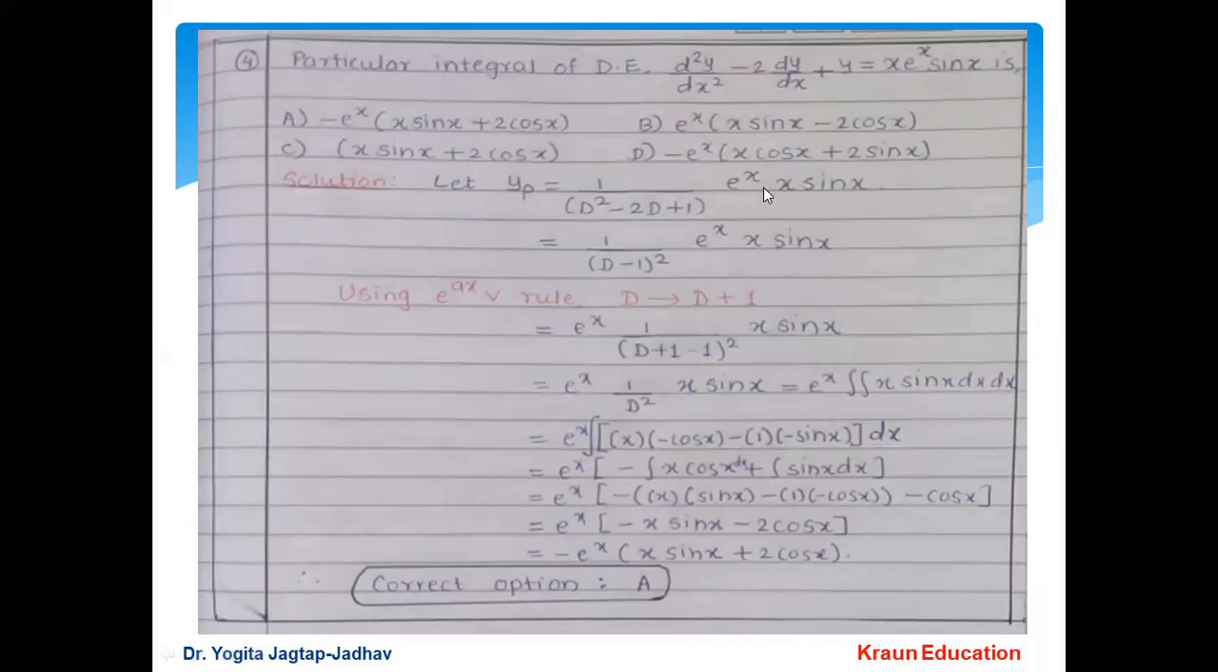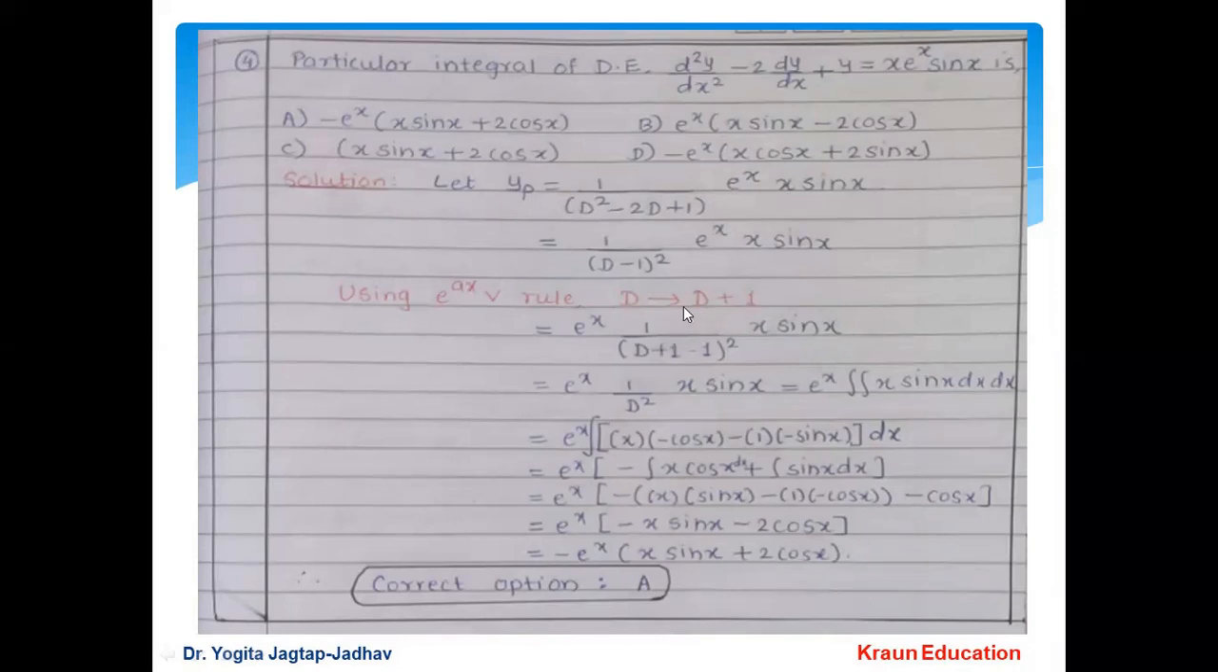Now again we have to use the e raised to x into v rule, because we have here e raised to x into x sine x. This x sine x is treated as the v function. When we observe the denominator, it is representing the square of d minus 1. Therefore we have yp equal to 1 upon d minus 1 whole square e raised to x into x sine x. According to the e raised to x into v rule, we should replace d by d plus 1, because a is present as a coefficient of x in the exponential function.